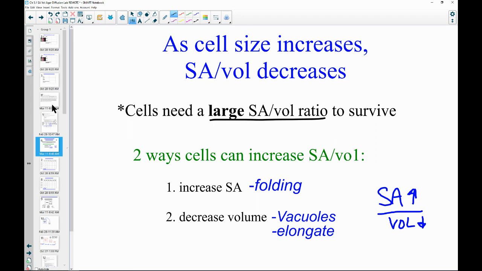But there's a point where if the cell gets too big, the diffusion rate is going to drop and it's not going to be able to survive. So it needs to divide at just the right time for that cell so that it will be optimal diffusion, but big enough that the two new cells are not going to be too small. And that is why surface area to volume ratios matter.